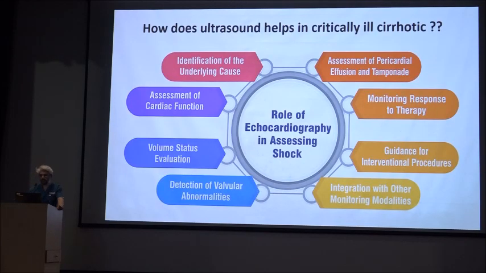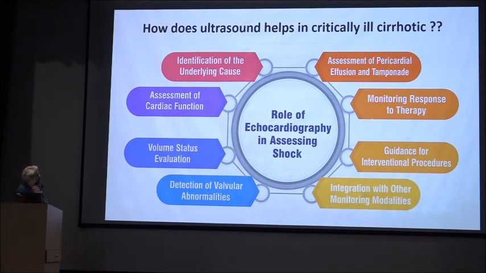So how does ultrasound help us in a critically ill cirrhotic patient? It can help us identify the underlying cause, whether it is a hypovolemic shock or a cardiogenic shock. In hypovolemic shock, there won't be adequate filling of the heart. We can have a quick assessment of the cardiac function in these patients, the volume status, and detection of any valvular abnormalities. It can also be used to guide procedures like putting CVP lines and arterial lines.